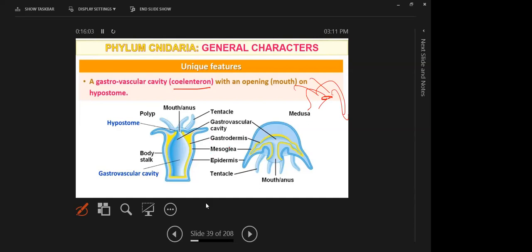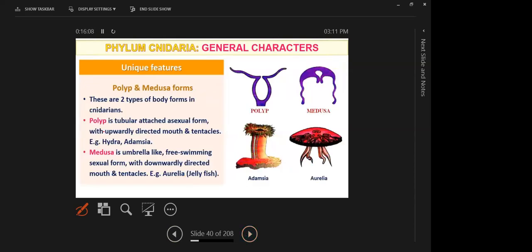That's what we have shown here. Polyp and medusa are the two types of body forms. Polyp is a tubular, attached, asexual form, with the mouth and tentacles in an upward direction. Is hydra a polyp or a medusa? Polyp. The medusa example is the jellyfish, the classic example. What is the scientific name of the jellyfish given in your NCERT? Aurelia.